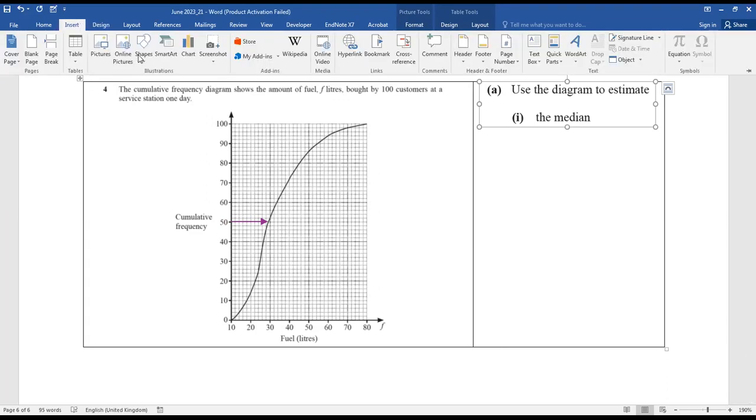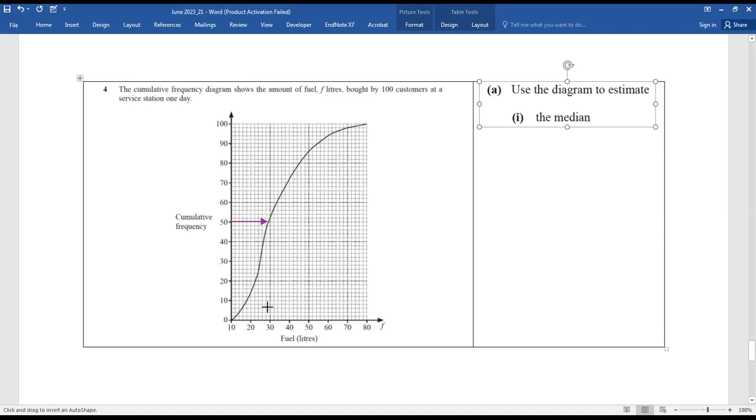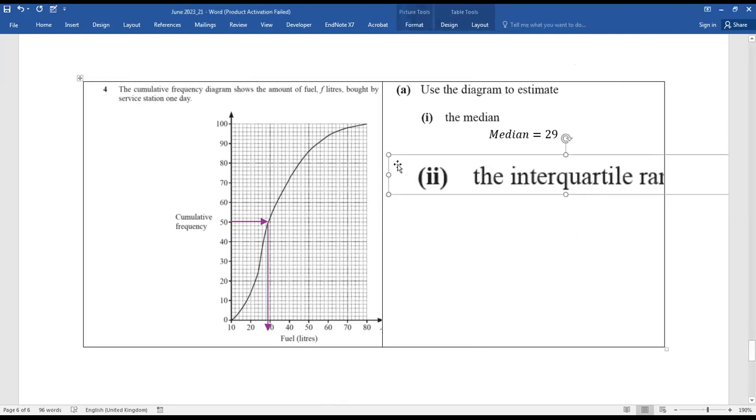Remember, all these values are eventually read on the x-axis. So this is giving me somewhere around 29. I am saying that the median is 29. Now the next part says that I need to find the interquartile range.